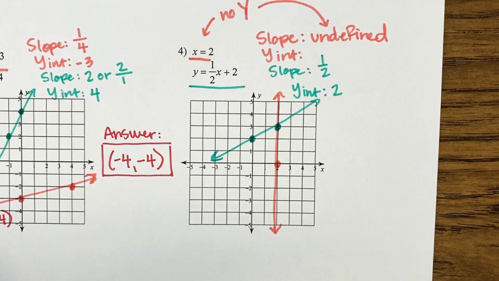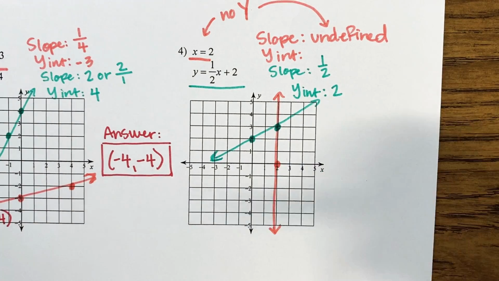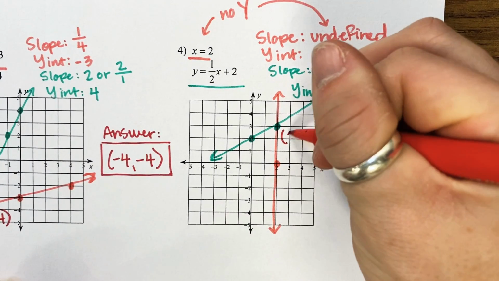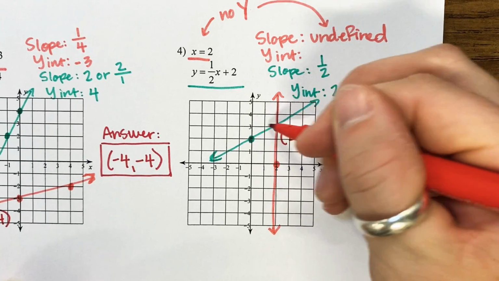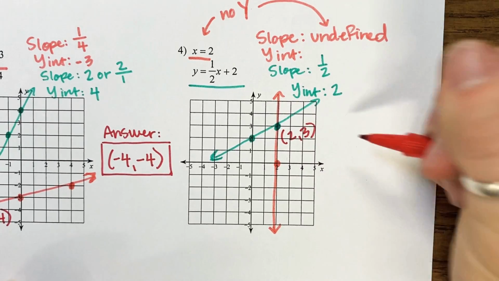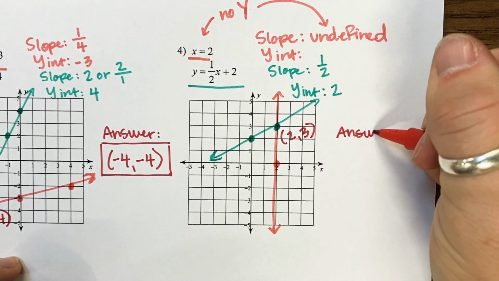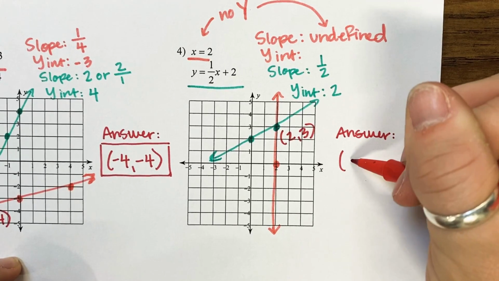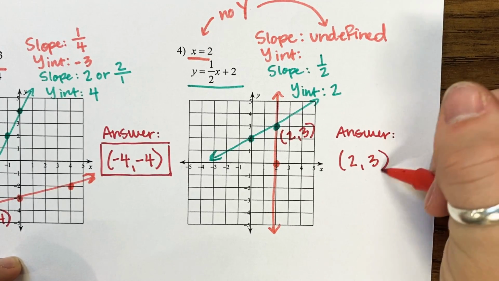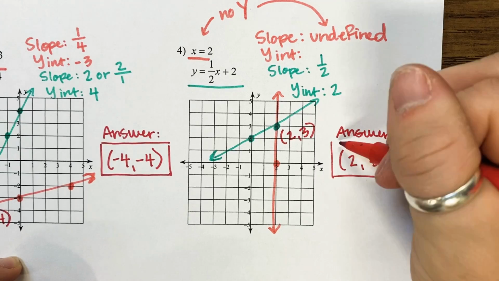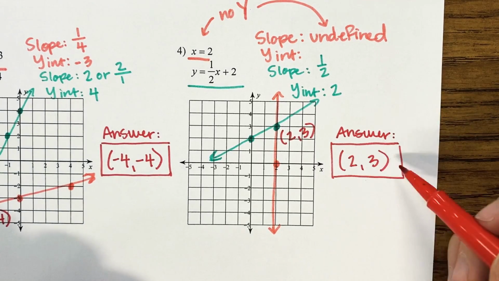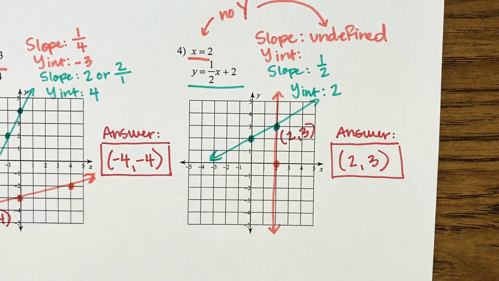Okay, so let's figure out what that point is. Line it up with your x, which we know it's already lined up with 2. And then it goes up to 3 on our y-axis. So our answer for number 4 is parentheses 2, comma, 3. Remember, you must include these parentheses when writing coordinate points. Okay, awesome job, you guys.